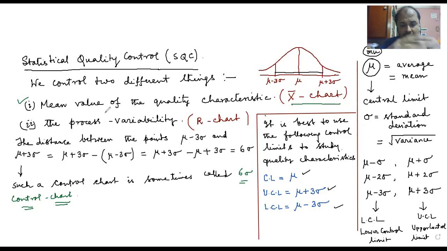But COVID-19, this lockdown, this is the chance cause. We cannot control it. So chance cause cannot be controlled, but assignable causes can be controlled. We have to find out which assignable causes are actually affecting the quality of the product which comes out of the factory, and we have to deal with that.